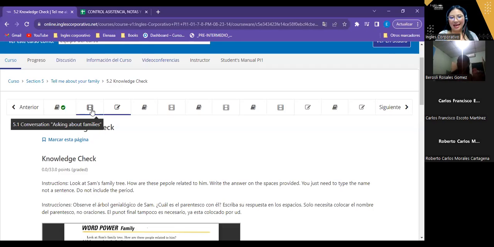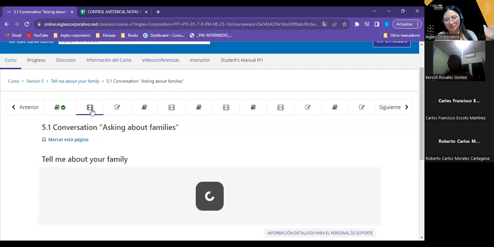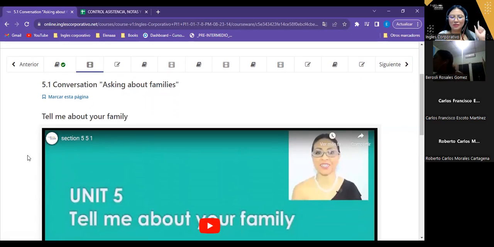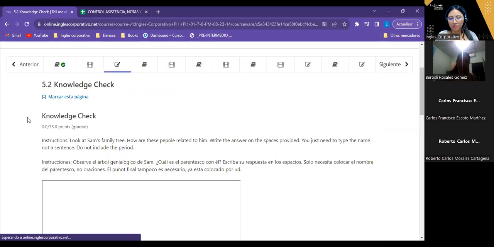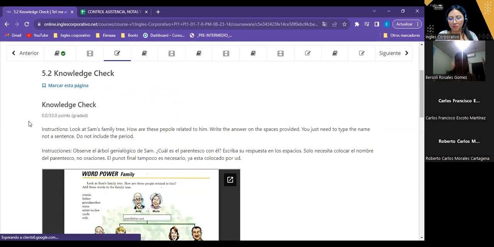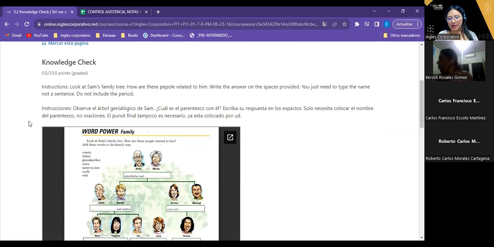Esto les decía. Ayer concluimos the last part of the class. We were listening to a conversation. Okay? Tell me about your family. After that, if you go and check exercise 5.2. In this case, you're going to find some vocabulary about Sam. Sam's family.